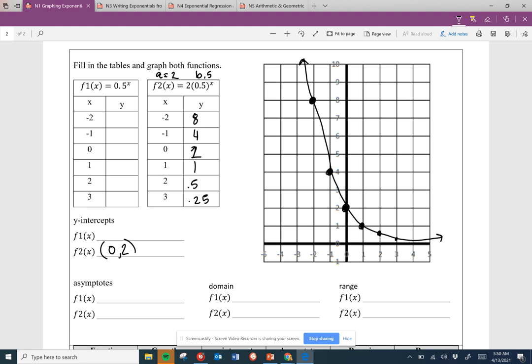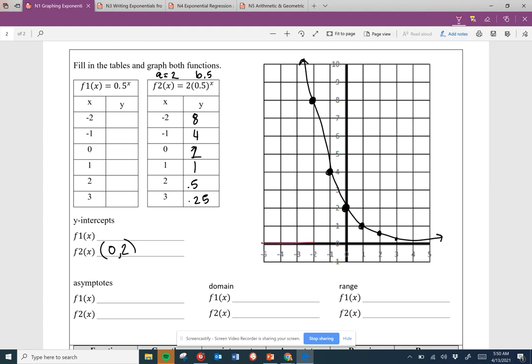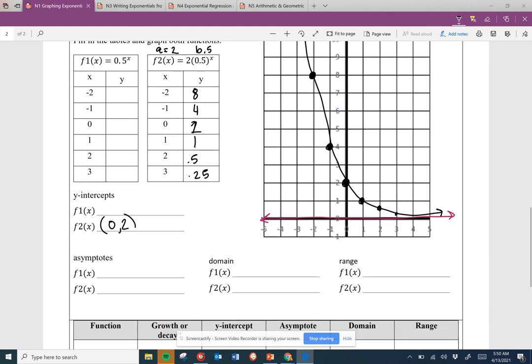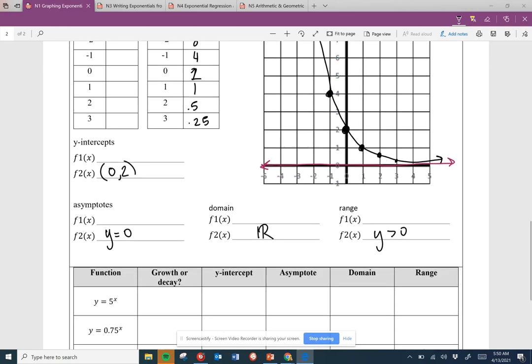But we are going to have very similar answers to all of these other questions. As a matter of fact, anytime that this is not a real world problem, it's just an abstract graph with no labels or situation attached, we're always going to have the same answers to these questions. So we are still going to have an asymptote of y equals 0. We're still going to have a domain of all real numbers, and we're still going to have a range of y is greater than 0. All of these are going to stay constant unless we have a real world problem that has labels attached to it.